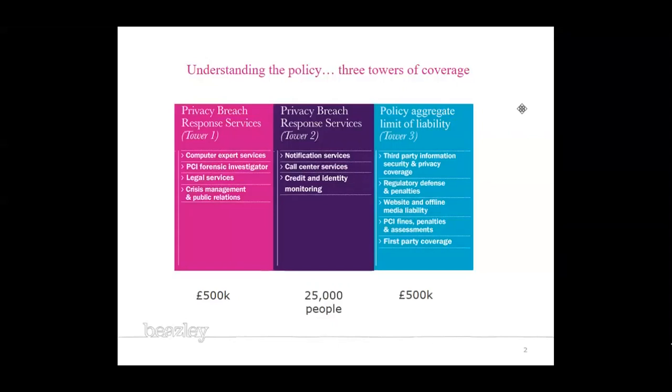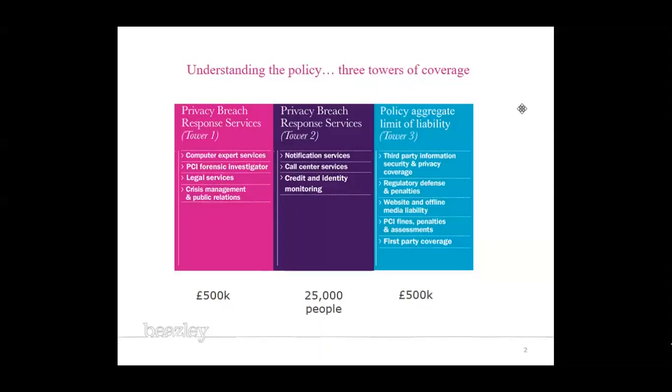So in this example, random set of limits, there's one column for £500,000 for the investigation. The second column is expressed as a number of people, and so rather than having to work out how much money it is to notify 25,000 people or 1 million people, we just say we'll pay for the costs of notifying that many people, and you don't have to guess how much it will cost.